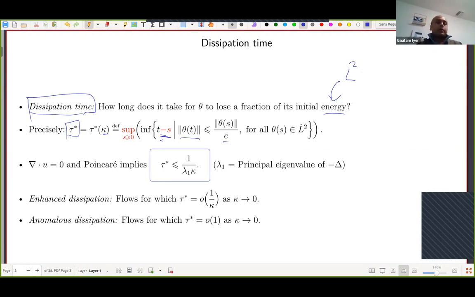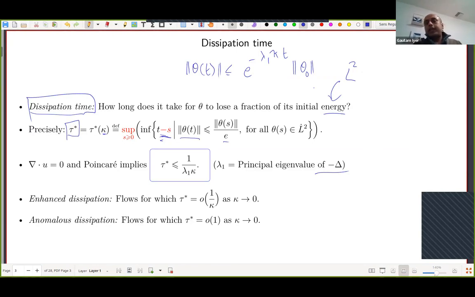Now we all know, since u is incompressible, I can use the Poincare inequality: multiply the equation by theta, integrate, the advection term cancels, apply Poincare to the other term, and you get exponential decay. The L2 energy at time t is less than or equal to e to the minus lambda 1 kappa t times the initial data, where lambda 1 is the principal eigenvalue of the Laplacian. All norms are just L2 norms.